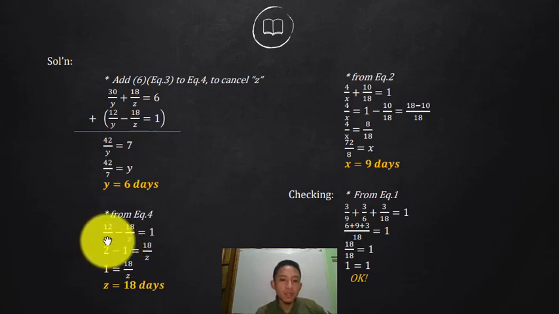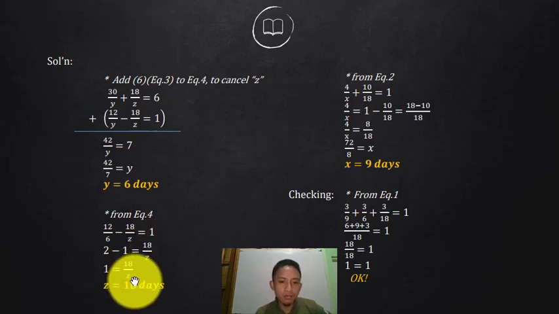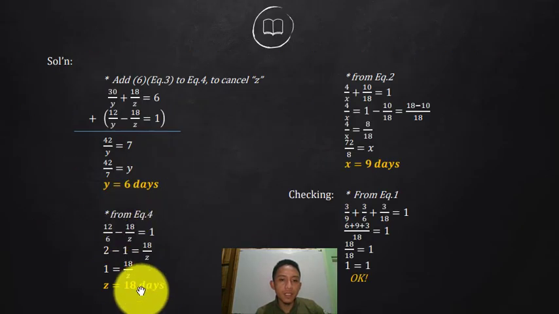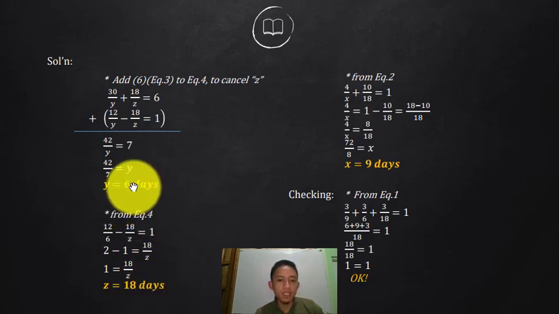So again, 12 divided by 6 is 2. That will be minus 1, so that will be 1. 18 over z. Now, cross multiply z on the other side. 1 will go down. So z, 18 divided by 1 is still 18, so z is 18. So it means that your worker C will finish that one in 18 days. So, mabagal siya. Mas mabilis si Y. 6 days lang siya matatapos.